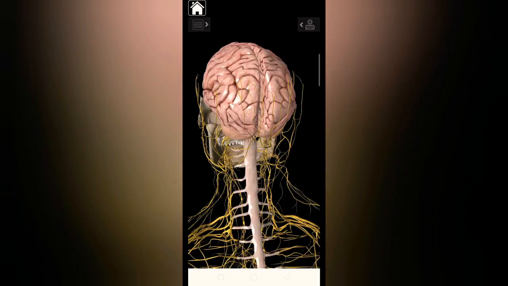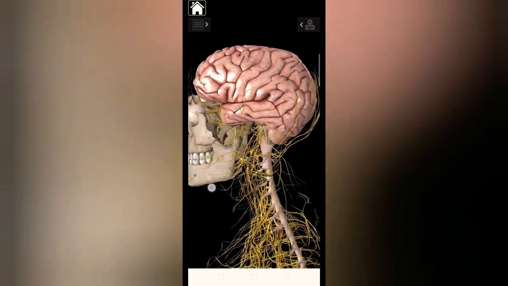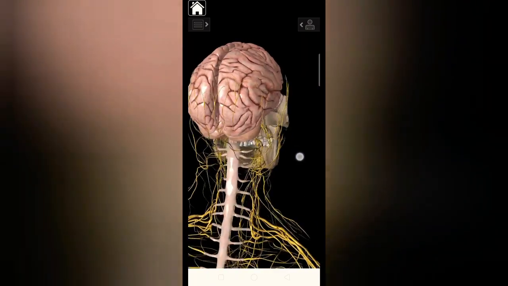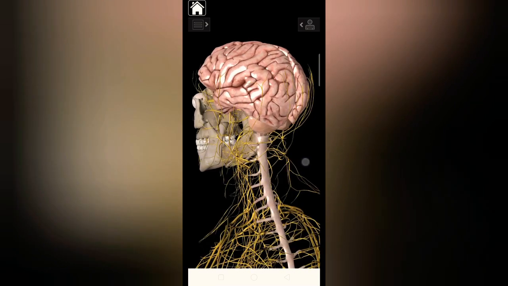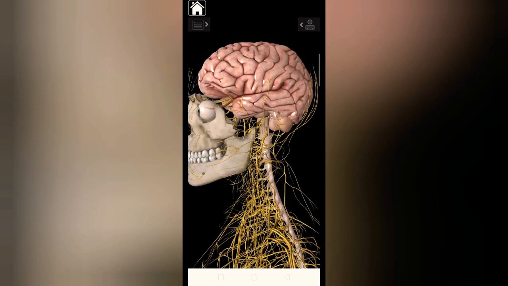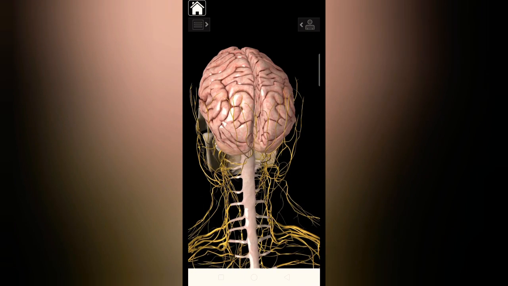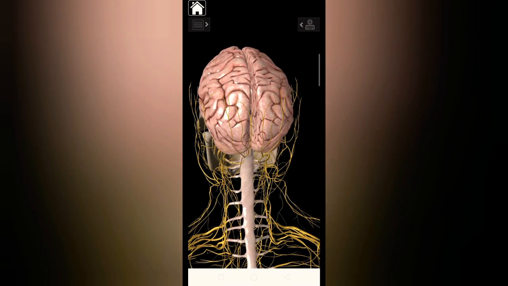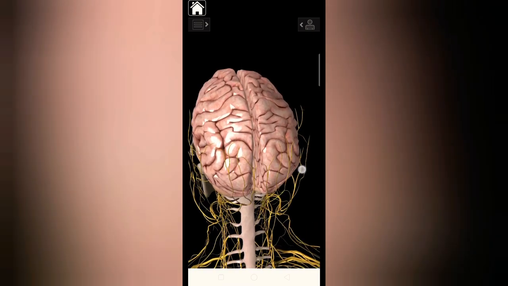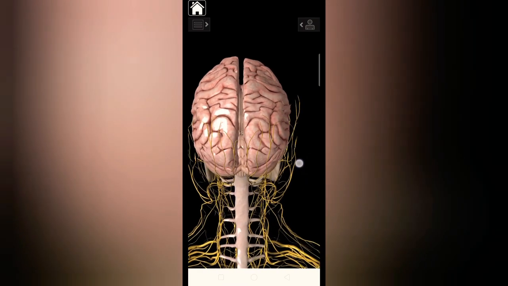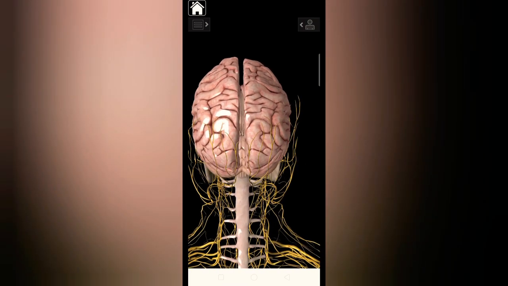We all know that the cerebrum is the largest part of our brain. Here you can see the cerebrum, the bulged part. It is divided into two cerebral hemispheres. Here you can see the two cerebral hemispheres. These two cerebral hemispheres are divided by a central medial longitudinal fissure, which is present centrally and divides our two cerebral hemispheres.